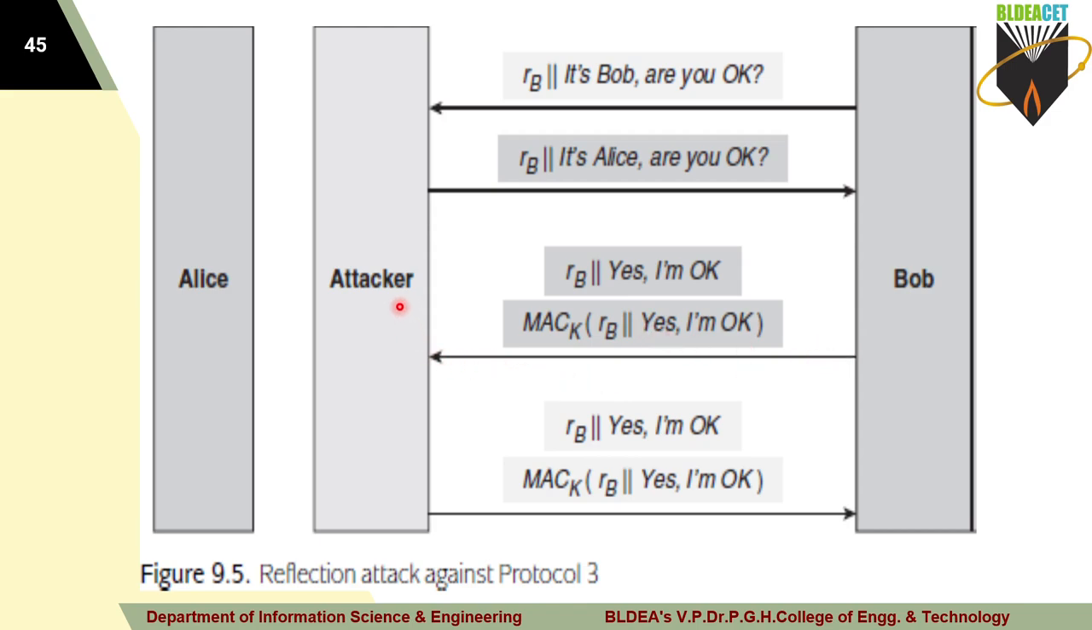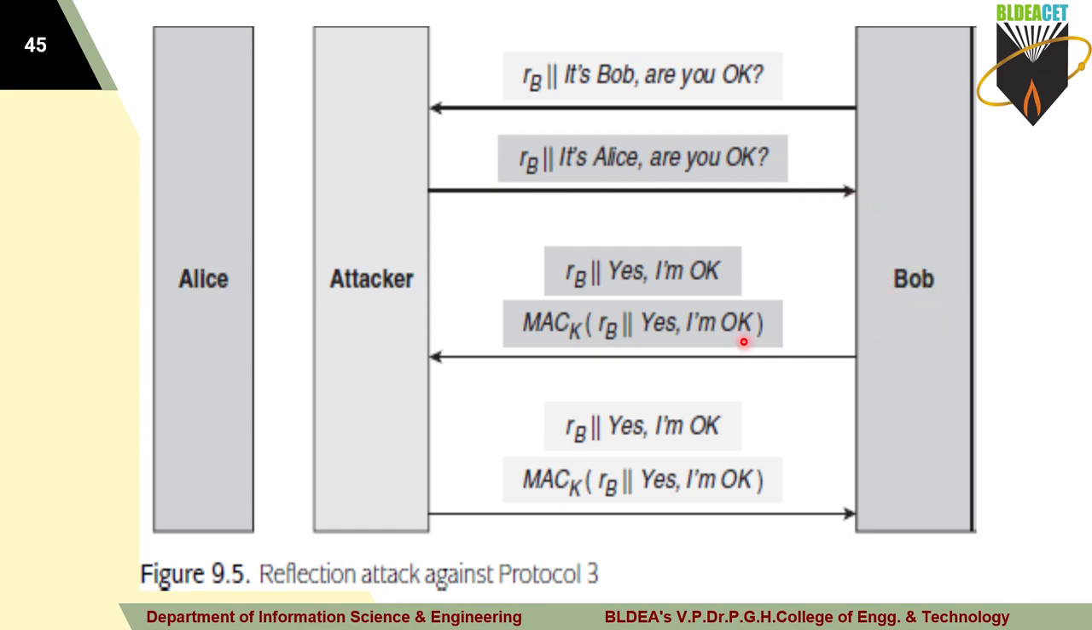So what will the attacker do? The attacker will simply forward that message back to Bob. That is what we call a reflection attack. But Bob does not know that this is a game played by the attacker. Bob will think that he is receiving the message from Alice.